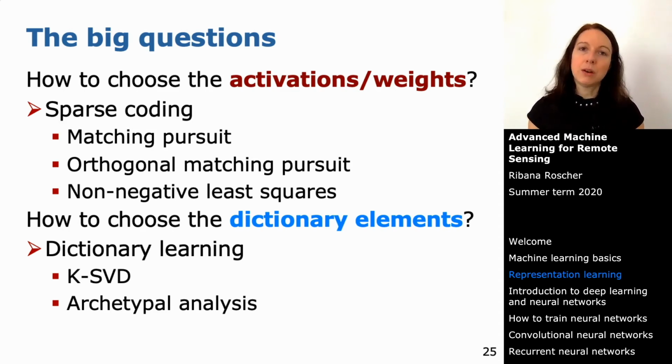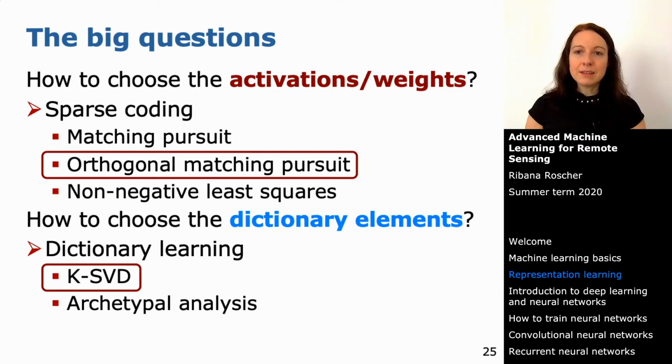The other big question is how to choose the dictionary elements. There are some simple methods, like just choosing artificial dictionary elements. But another really cool technique is dictionary learning. For dictionary learning, you can use, for example, K-SVD, and as the name says, it uses singular value decomposition. The other one is archetypal analysis. Of course, there are others. But archetypal analysis has a look at the archetypes, the extreme points of a data distribution, and they are used as dictionary elements.